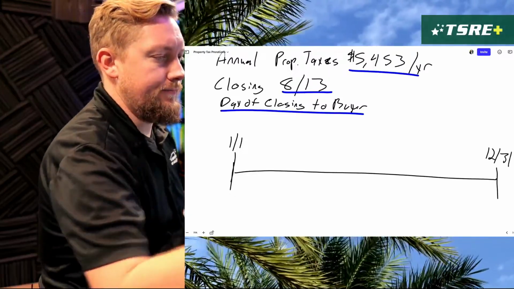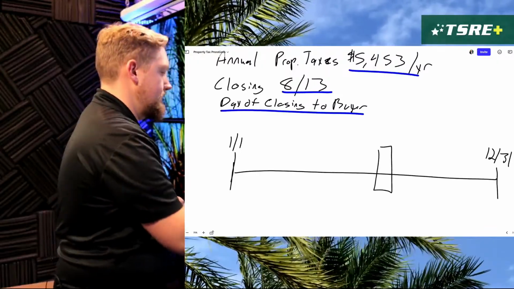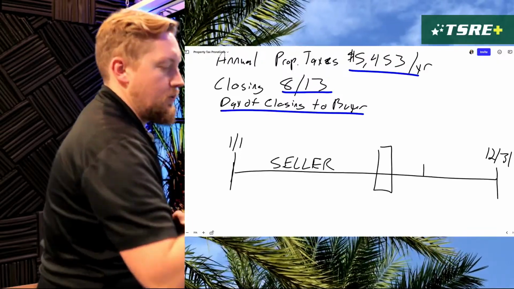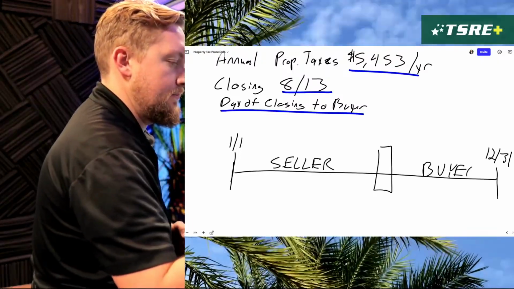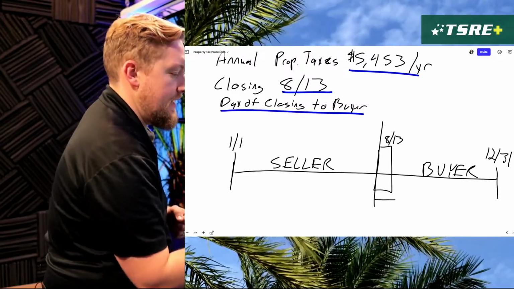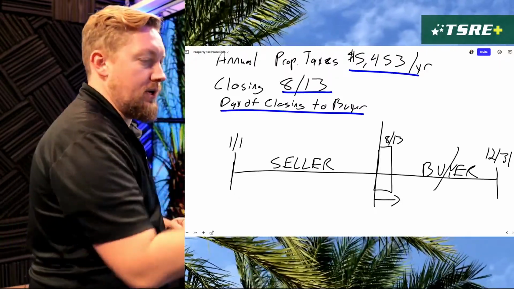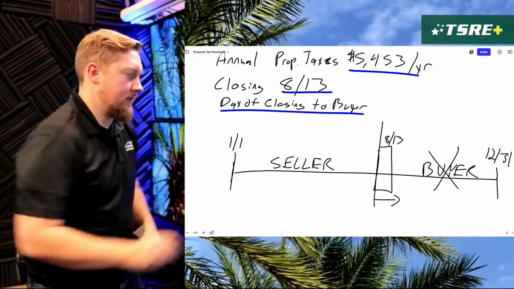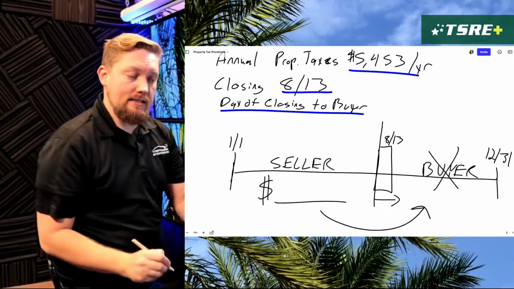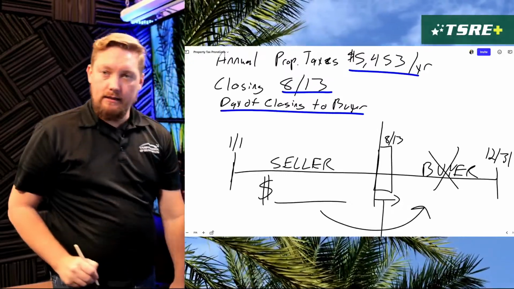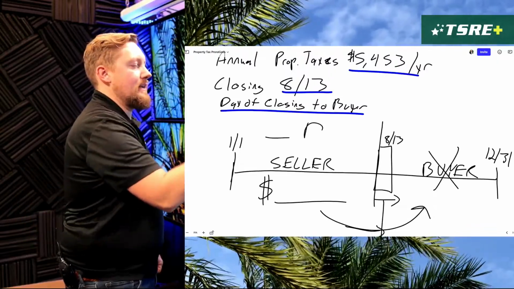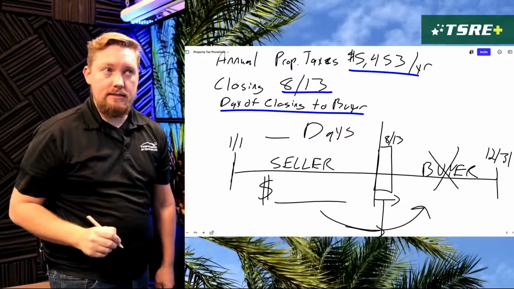You lay out your year. You put your closing date. This is where the seller owns the property. This is where the buyer owns the property. Here's our day of closing. It counts as a day towards the buyer. Remember, we don't care about the buyer. We just care about how much is going to be debited from the seller that's going to be credited to the buyer on the day of closing. So that day of closing is where this transfer occurs, and that's based on the seller days.